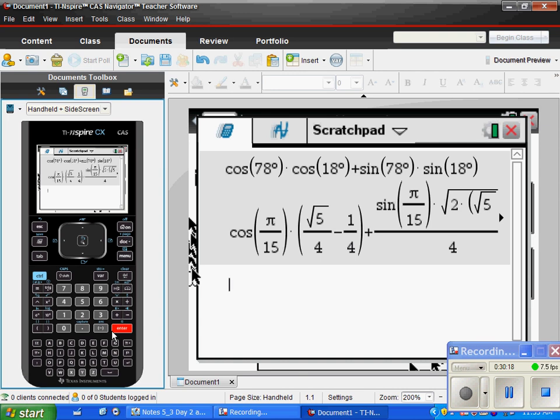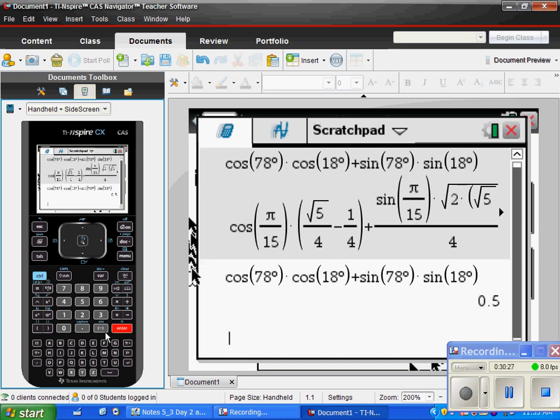Either way, what happened here? Let's see. I don't know if they did something fancy here, so let's hit Control Enter and see what happened. 0.5. So who knows what happened here? The CAS calculator did something crazy here, and the question would be, would all of this reduce to 1/2? And the answer would be yes, as I hit Control Enter.